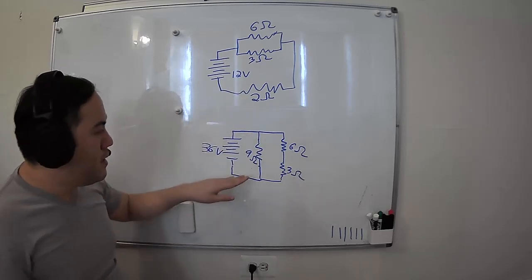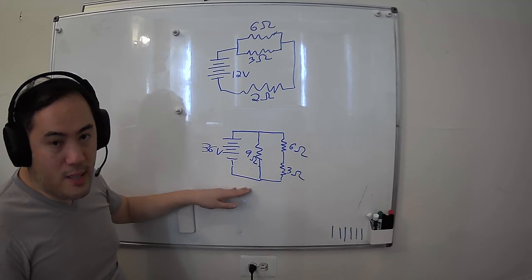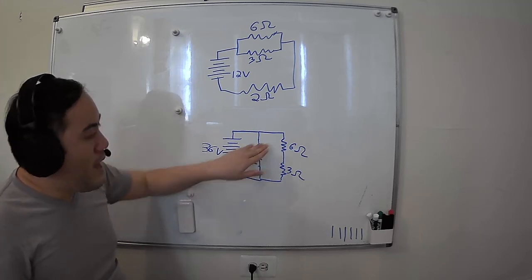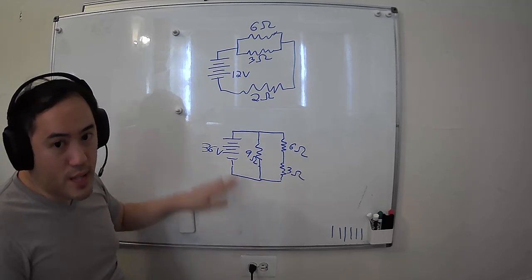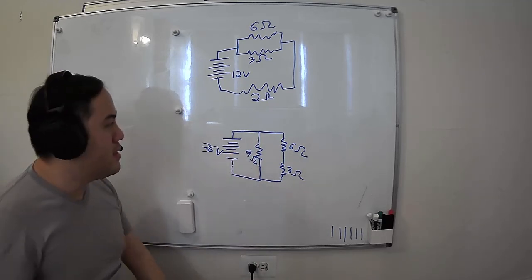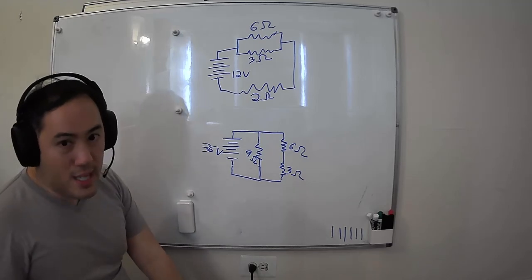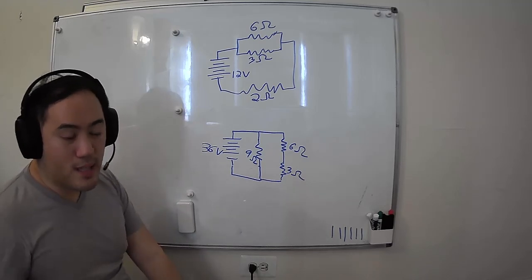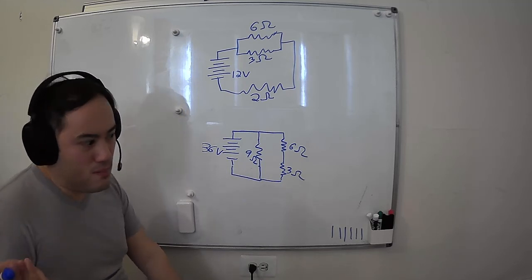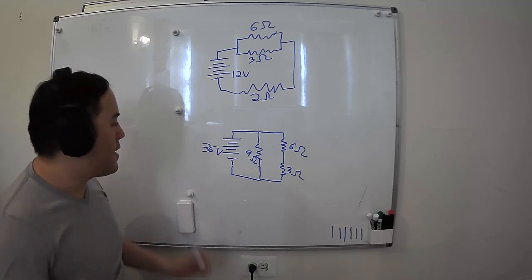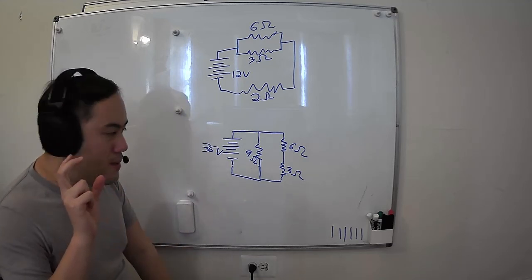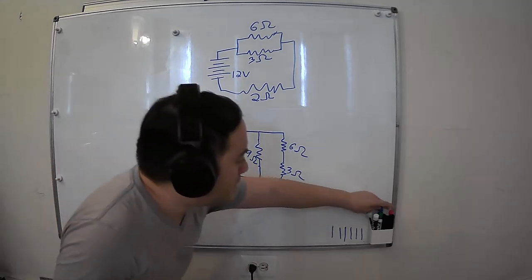Same thing. This is not series. The current doesn't go through the 9 and the 6 and the 3. It goes through the 9 or it goes through the 6 and the 3. So these circuits are neither parallel nor series. They could be called combination circuits if you want to give them a name. What do you do? You can break the circuits down piece by piece.